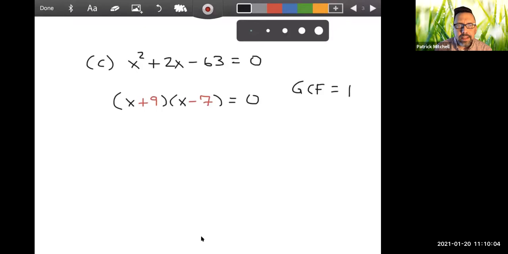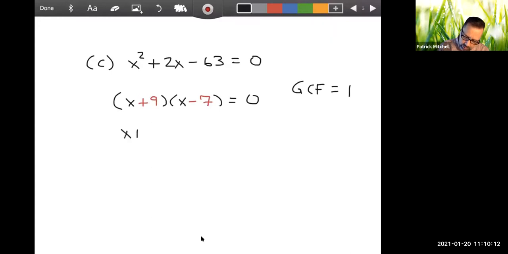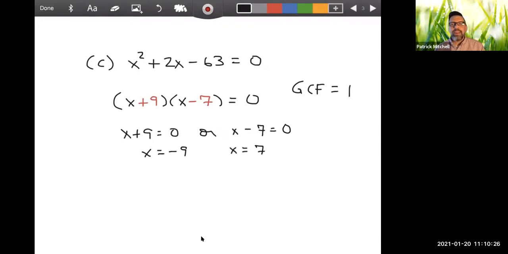Okay, and now it looks an awful lot like example A. So if something times something equals 0, that must mean that either x plus 9 is 0 or x minus 7 is 0. If x plus 9 is 0, that means x is -9. And if x minus 7 is 0, that means x is 7.